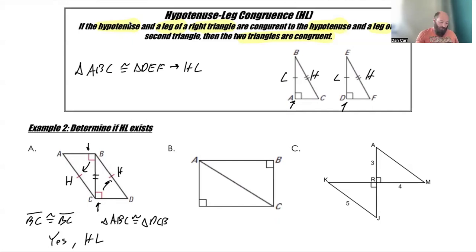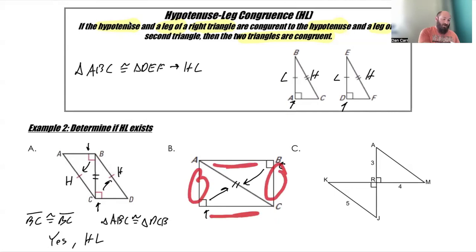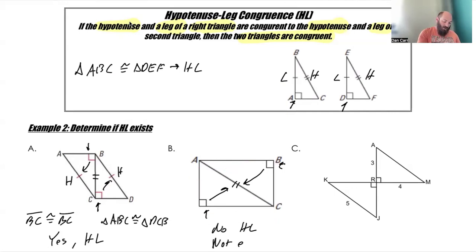For the next one, we have right triangles, so it passes that level. We do have matching hypotenuses because they're being shared, so they're reflexive. But I don't have any other information. I don't have any information about these sides or these sides. So that means it's no hypotenuse leg because there's not enough info.